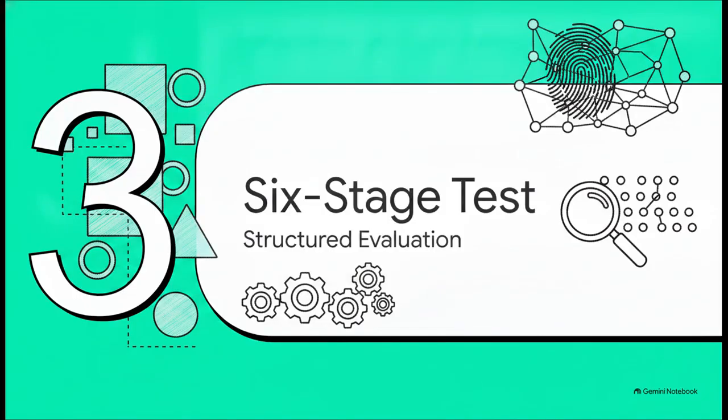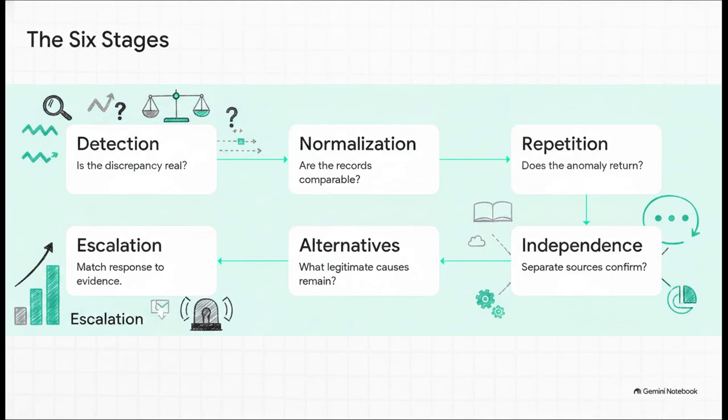Moving to part 3, the 6-stage pattern test. This is the structured framework we use to responsibly escalate an anomaly into a scrutinized pattern. What's really powerful about this framework is how each successive stage systematically eliminates false positives until only a genuine, verifiable pattern remains.